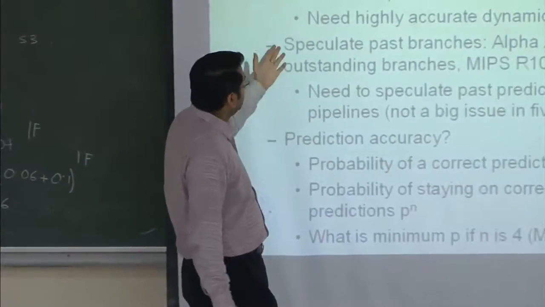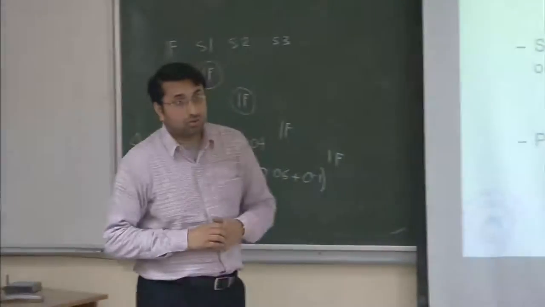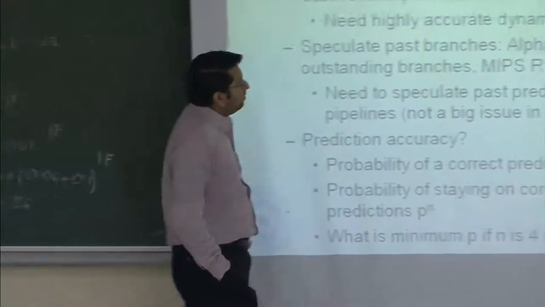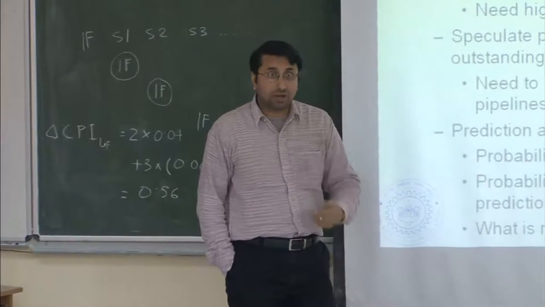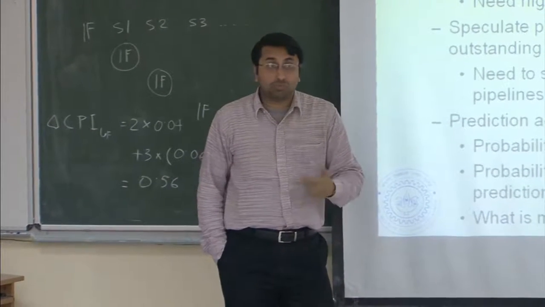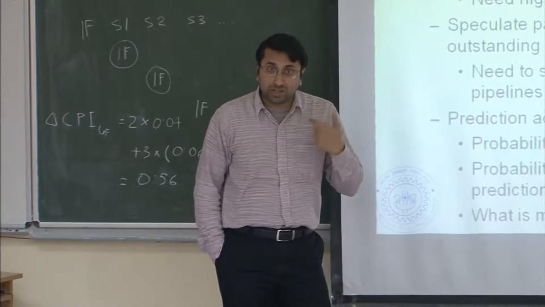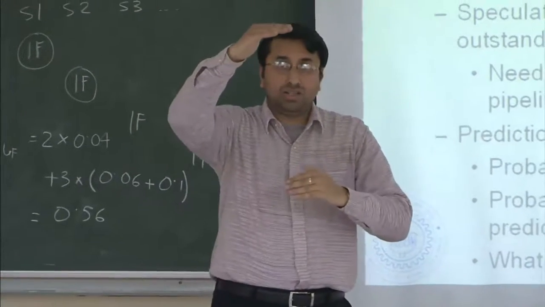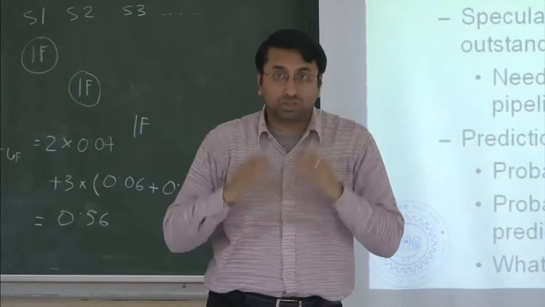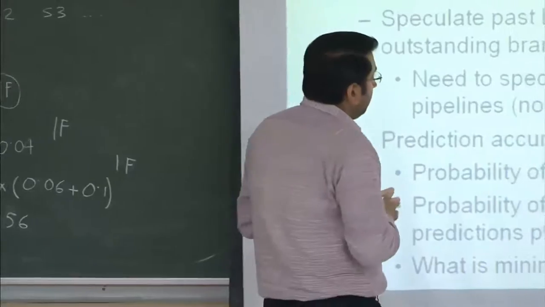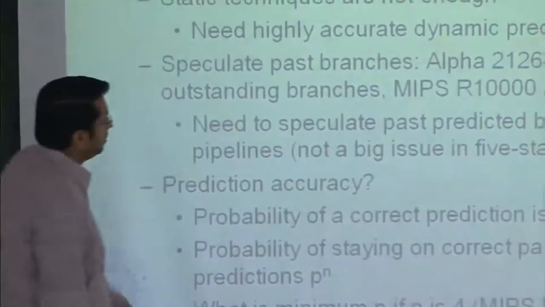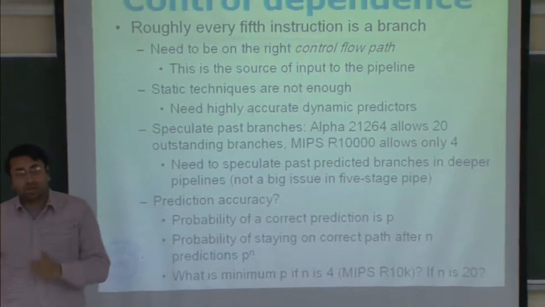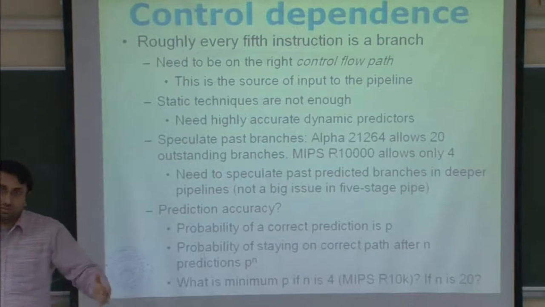Static techniques are not enough because you need highly accurate dynamic predictors, especially when you go for very deep pipelines. And there is a need to speculate past branches, meaning that you predict a branch, start fetching from the predicted path, and while you're fetching on the predicted path, you may encounter one more branch, which you should be able to predict also, and go along the predicted path again. So you may have multiple predictions going on, until you resolve the first one, you really don't know where you're going. But you should be able to do this highly accurately. So the Alpha 21264, a company no longer there, allows 20 outstanding branches, meaning that you can have 20 unresolved predictions. So they put a limit of 20.